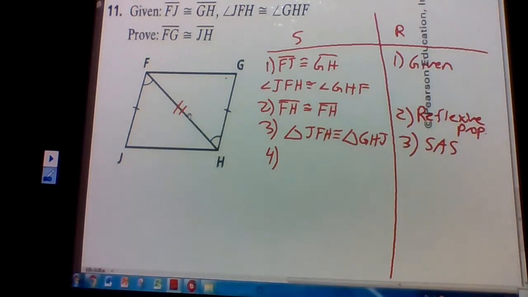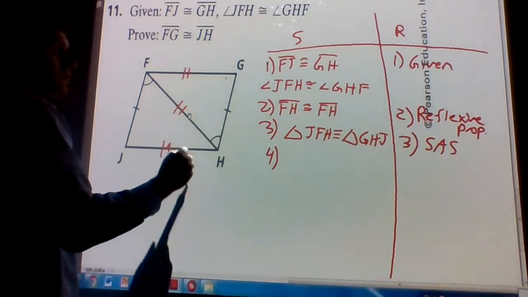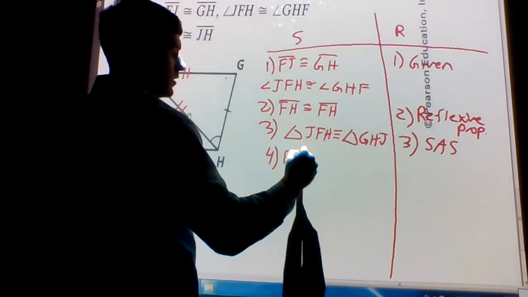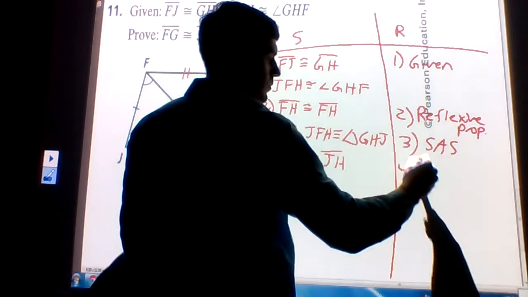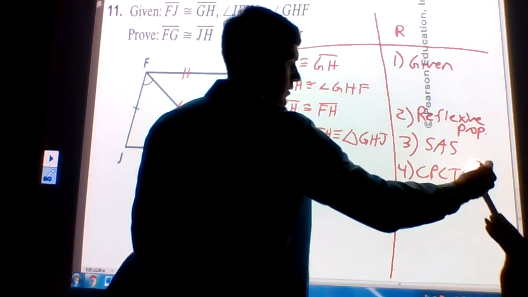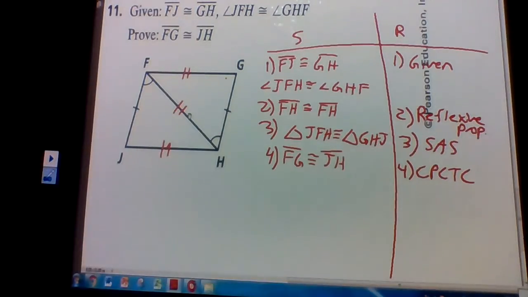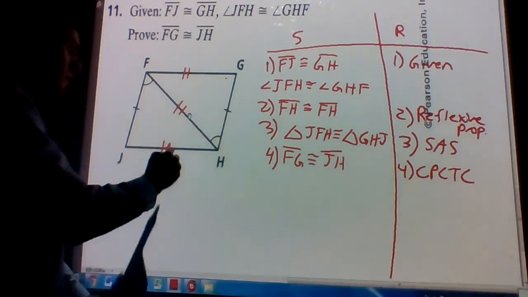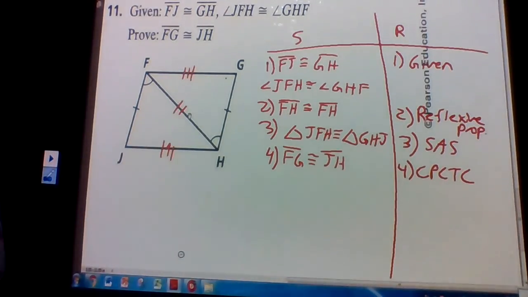Now that we know our triangles are congruent, we know our corresponding sides are congruent. So we know FG is going to be congruent to JH. And that is your corresponding parts of congruent triangles are congruent. Once we know the triangles are congruent, we can use CPCTC to say that any of the corresponding sides are congruent or any of the corresponding angles are congruent.